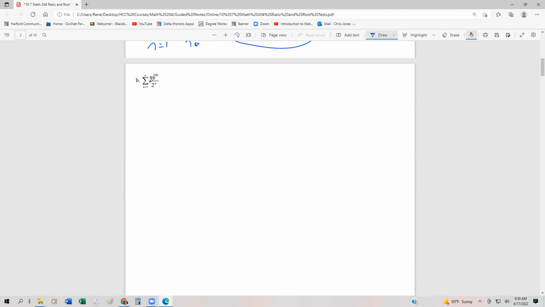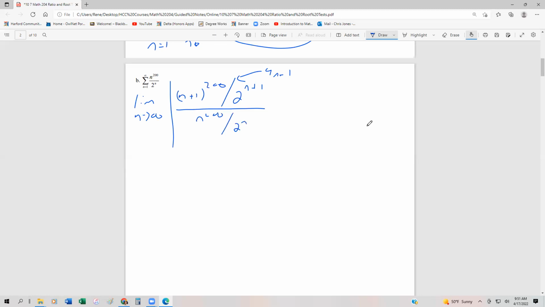Now, this one's a little bit sneakier because if we look at this, we might not know a test to apply to it immediately. So I'm going to take the limit as n approaches infinity of, now remember, we're plugging in n plus 1. So this is going to be n plus 1 to the 200th divided by 2 to the n plus 1. So that's our a sub n plus 1. And then we're going to divide it by the original series, n to the 200 divided by 2 to the n. And that's going to be our a sub n.